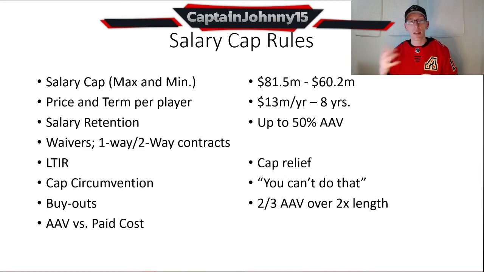So each year in line or each CBA agreement, the price and term per player may change. It may not. It usually lines up with what is the maximum salary cap kind of thing. Currently, if I remember correctly, the most that one player can get paid per year is $13 million. I believe, something in that area. But I know for a fact the maximum length of a contract that can be put out is 8 years.